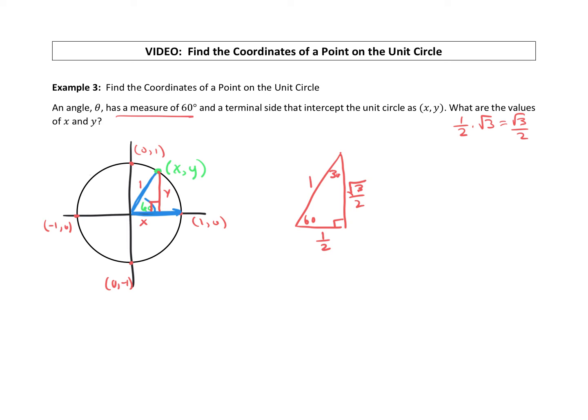Now, if we put this back into our picture, we know that x down here along the bottom is this right here. So that's 1/2. And then the y right here is square root of 3 over 2. And those are the coordinates. The x is 1/2 and the y is square root of 3 over 2.